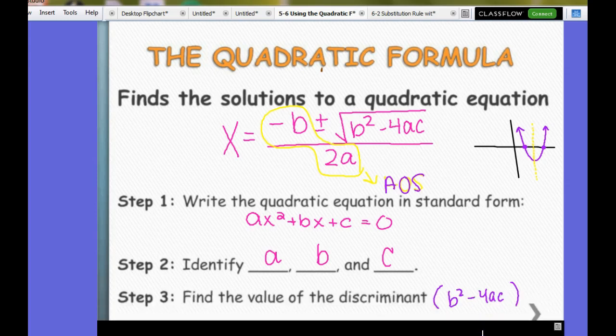Yesterday we focused on the discriminant. We're going to review what the discriminant does and why it's important. So remember, the discriminant is always b squared minus 4ac.